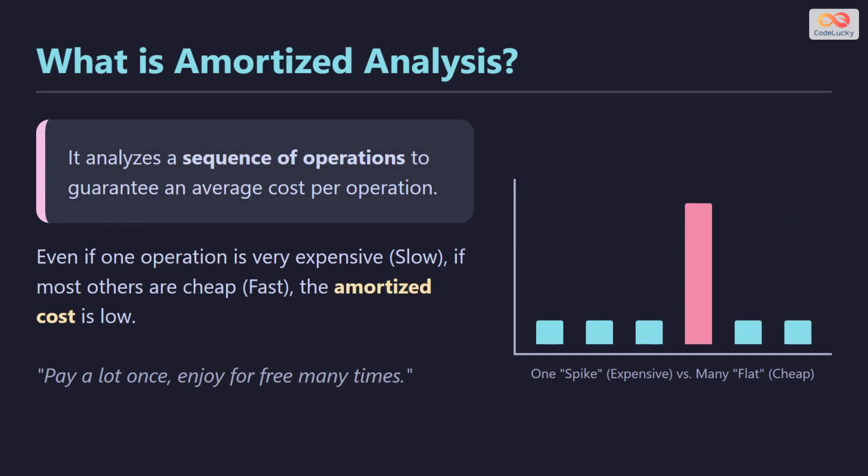So, what exactly is amortized analysis? Unlike standard worst-case analysis, which looks at the single most expensive operation, amortized analysis looks at a sequence of operations. The core idea is simple. Even if one operation is very expensive or slow, if it happens rarely enough, and most other operations are fast, the average cost over time remains low. It is like paying a large cost once, but getting to enjoy the benefits for free many times after.